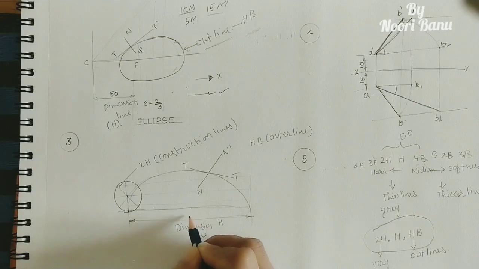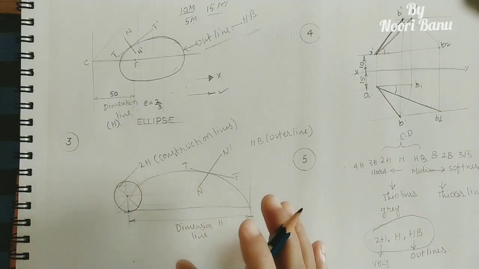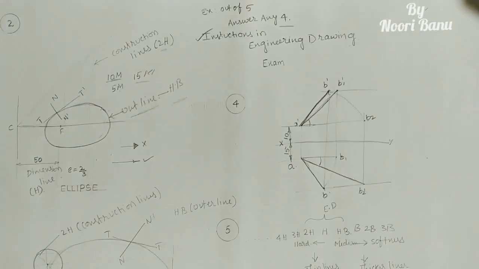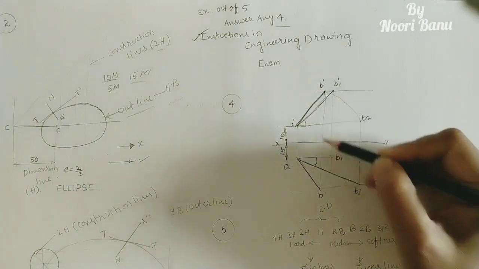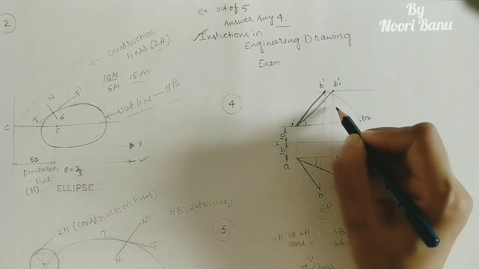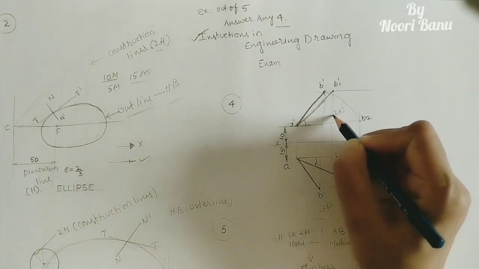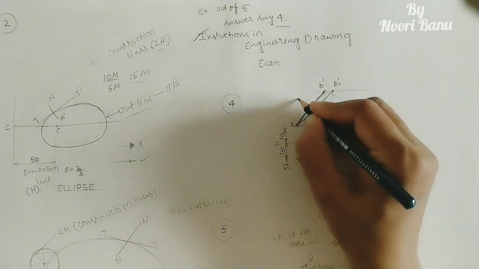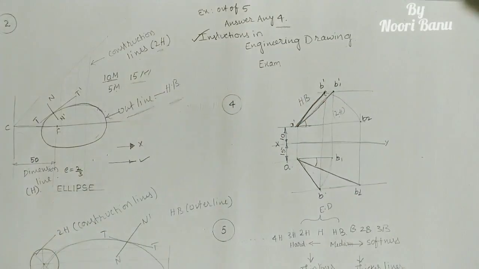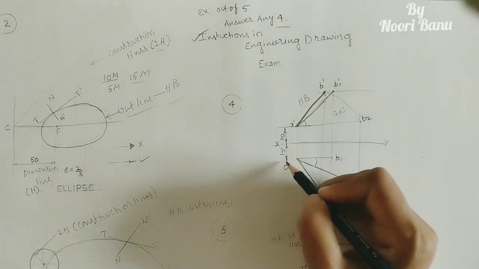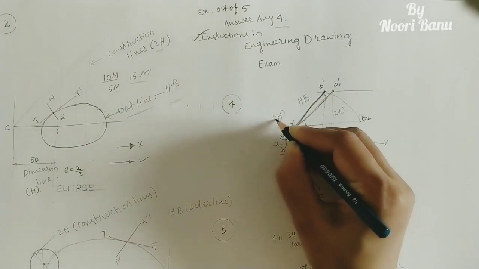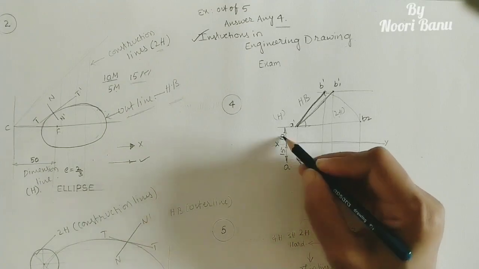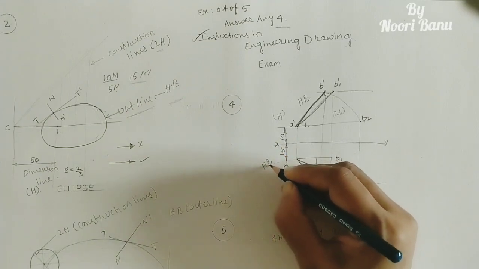For writing the number here, we have to use the HB pencil. And here also, these projector lines should be construction lines with 2H. The main given lines and required lines should be with the HB pencil. For marking the dimensions, this line should be with H, and for writing these numbers, we use the HB pencil.